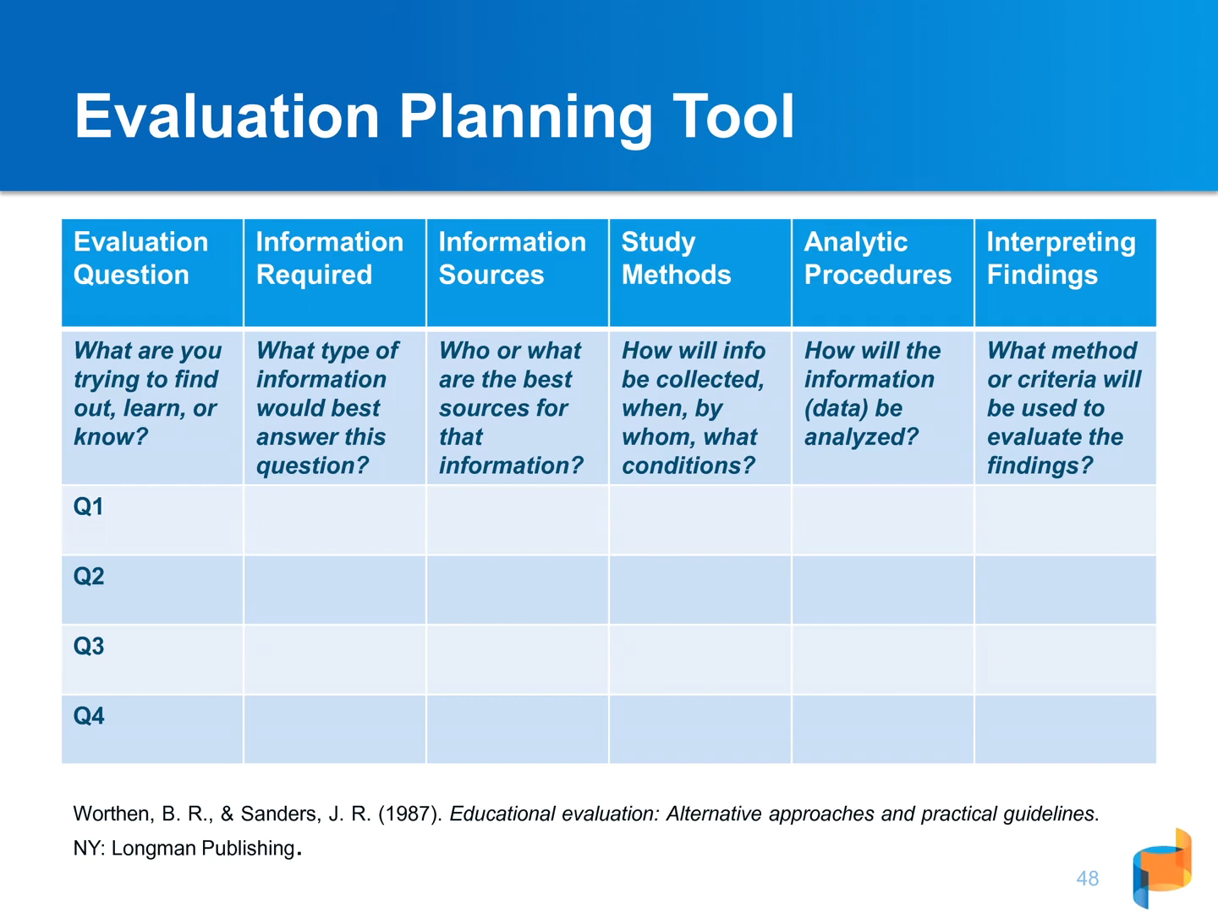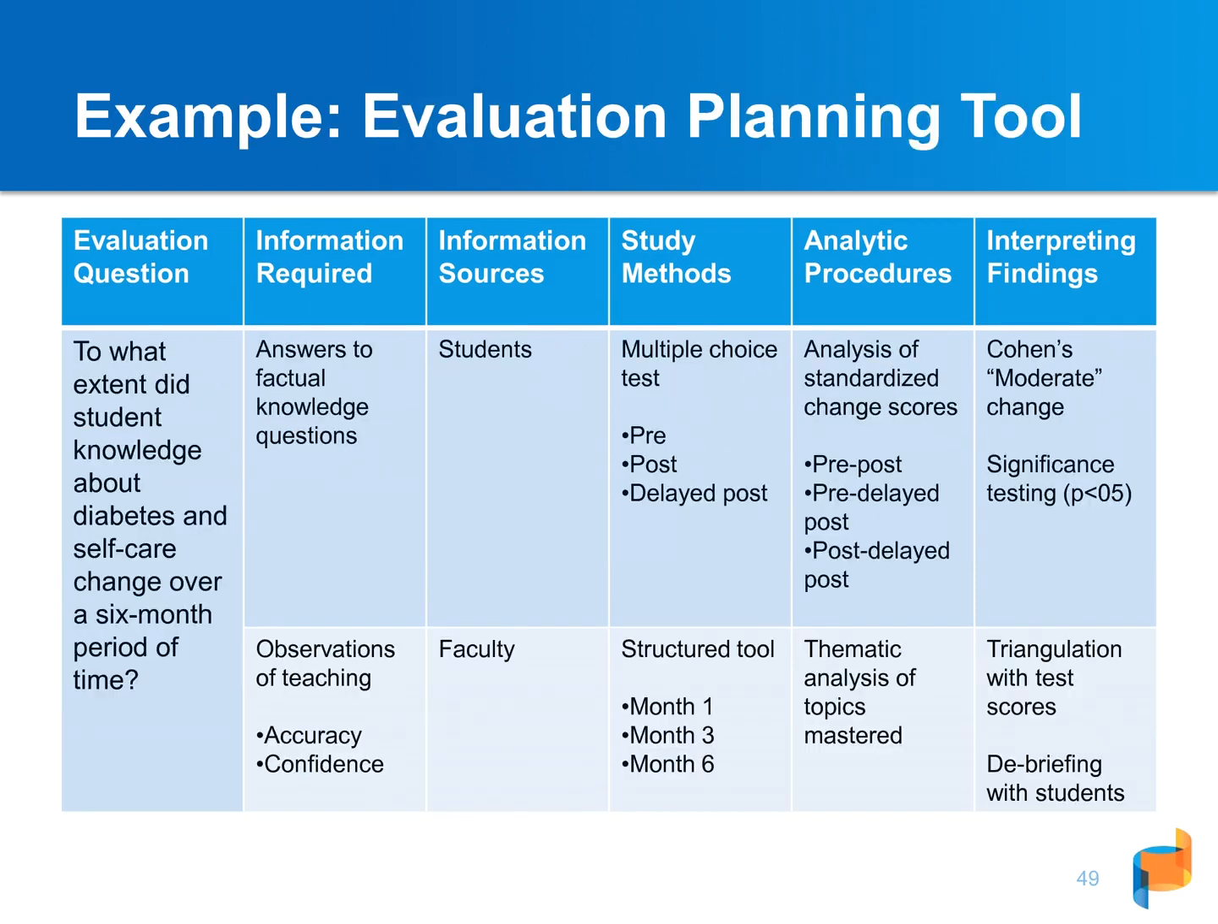And then, because I love examples, to give you just a brief example, this slide shows how one might complete the matrix for a guiding evaluation question from our fictitious evaluation for the student team-based care for diabetic patients example. So the question there to the left is, to what extent did student knowledge about diabetes and self-care change over a 6-month period of time? In this case, the evaluators decided that 2 types of information would help answer that question.